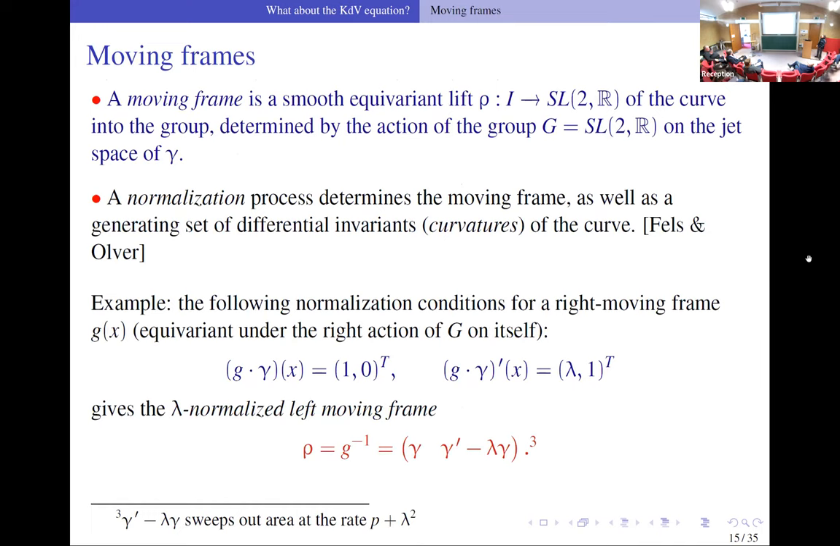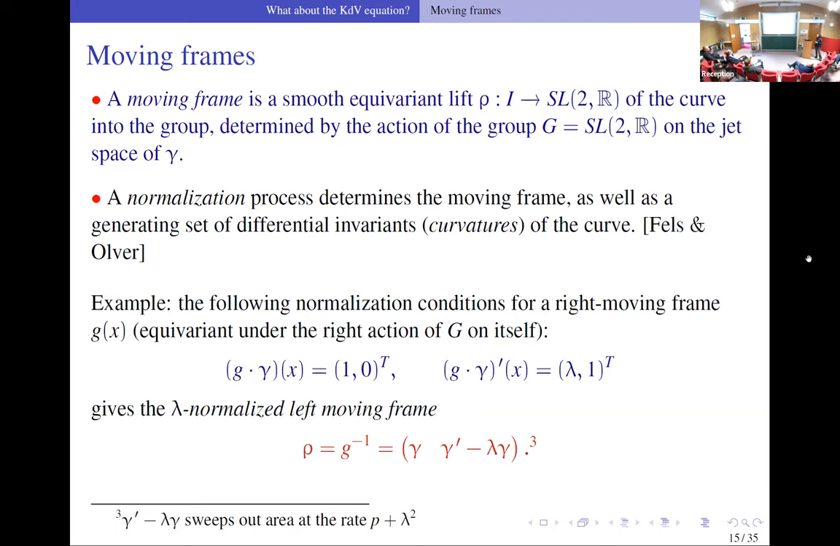Okay, so I'm ready to give you a little more general definition of moving frame. So what is a moving frame? It's simply a map into the underlying group of symmetry. Say you have a curve, you are lifting the curve to a frame. You're going from curve to frame in a way that is equivariant under the group action. So we call it equivariant.